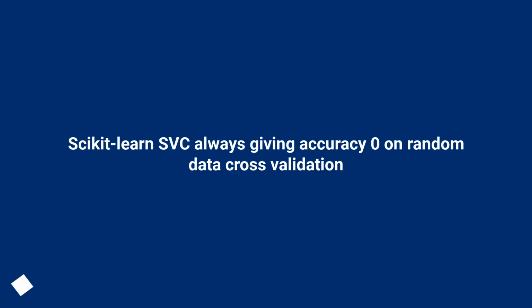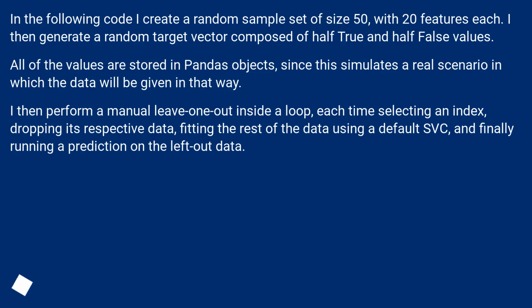Scikit-learn SVC always giving accuracy 0 on random data cross-validation. In the following code I create a random sample set of size 50, with 20 features each. I then generate a random target vector composed of half true and half false values.